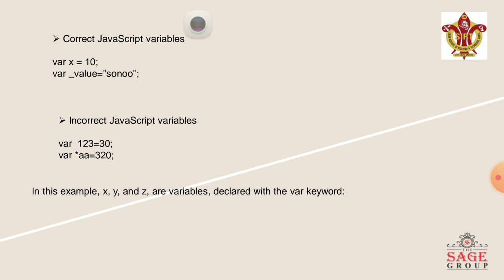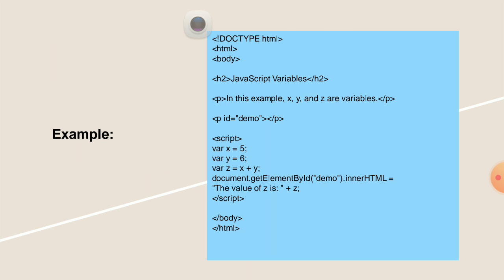A correct JavaScript variable is var x is equal to 10, then var variable_value is Sonu. Another example of an incorrect JavaScript variable is var variable123 is equal to 30, then variable star is 320. In this example x, y and z are variables declared with the var keyword.